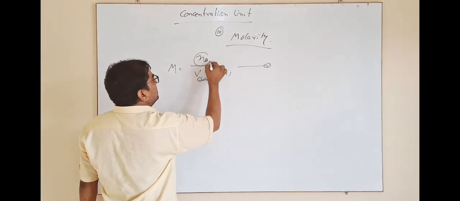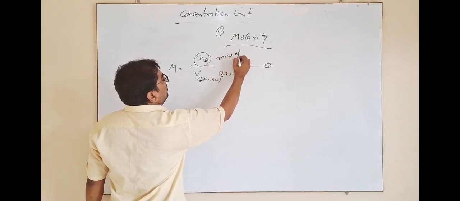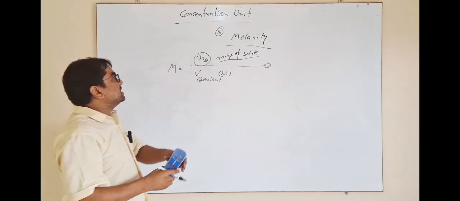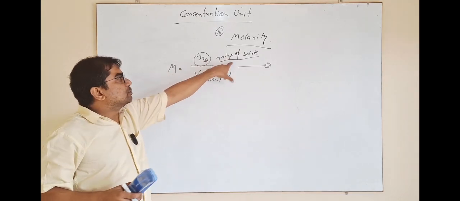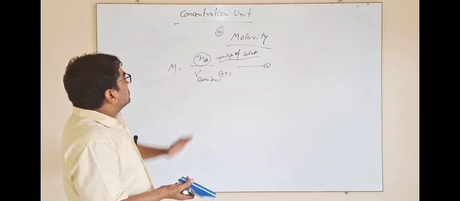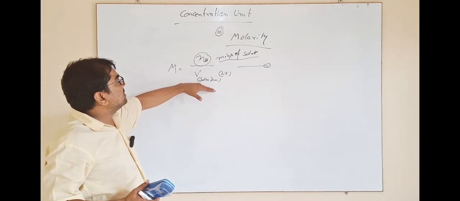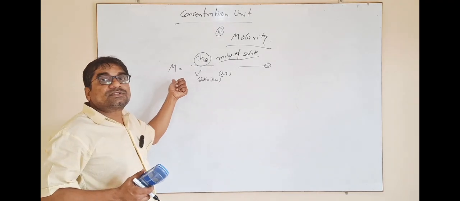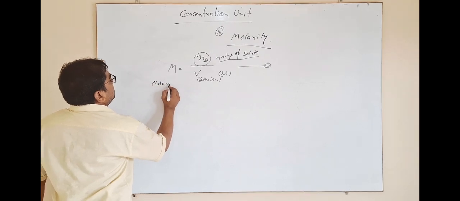What is nB? This is the moles of solute, not of solvent, only solute, because B is at the base of the moles. So it represents the value of solute. So the ratio of moles of solute to volume of solution in liter represents the strength of that solution in terms of molarity.